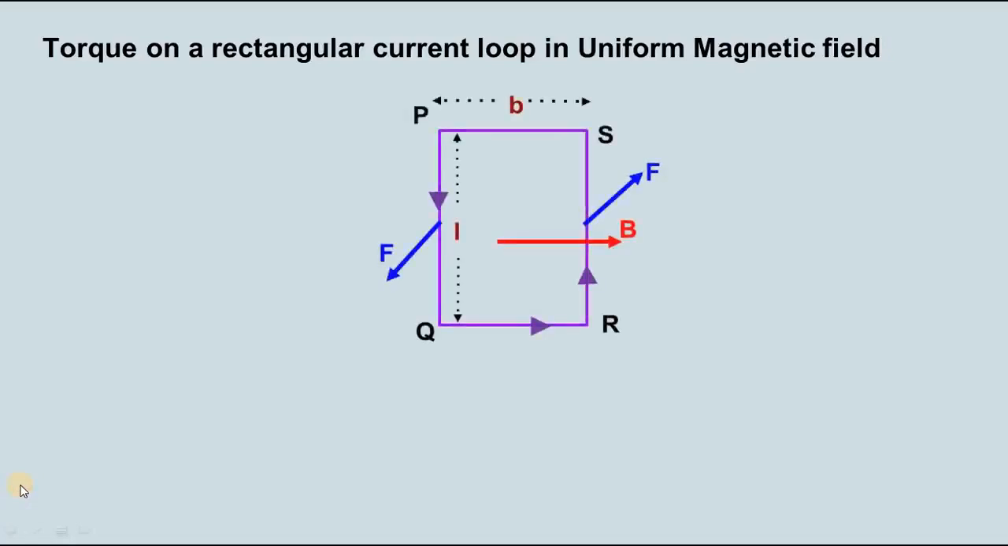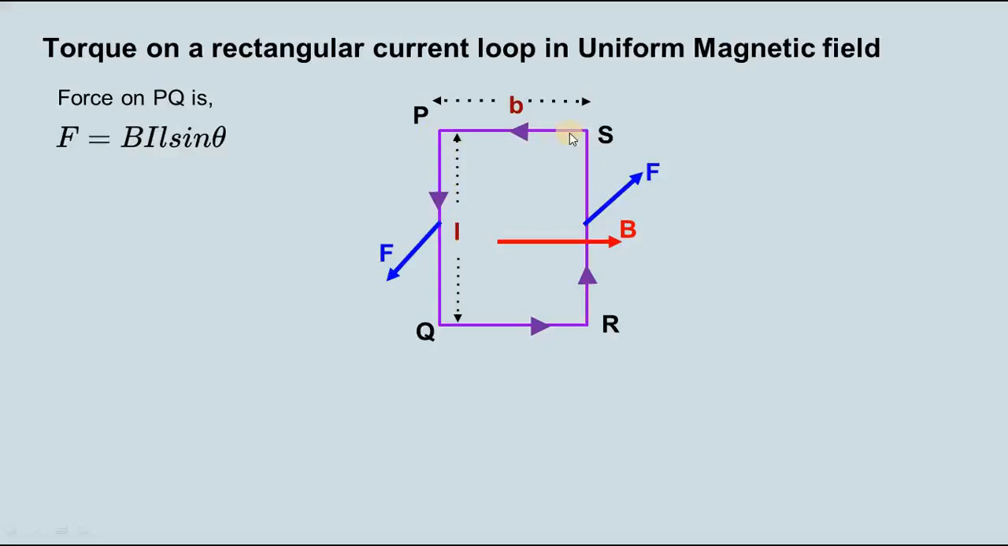Torque acting on a rectangular current loop in uniform magnetic field. Here we have a rectangular loop PQRS placed in a uniform magnetic field of strength B. The loop carries a current I. The breadth is b and length l.